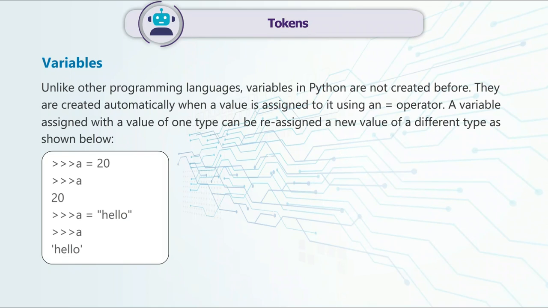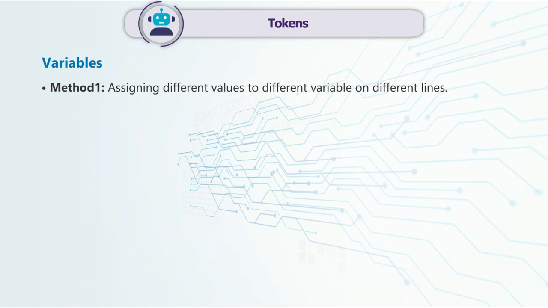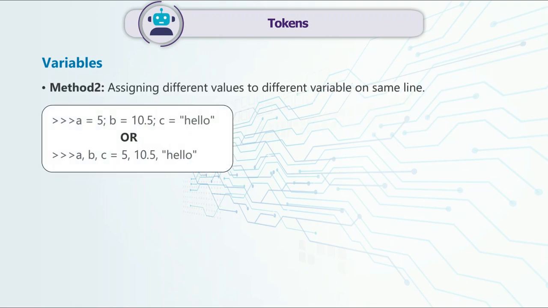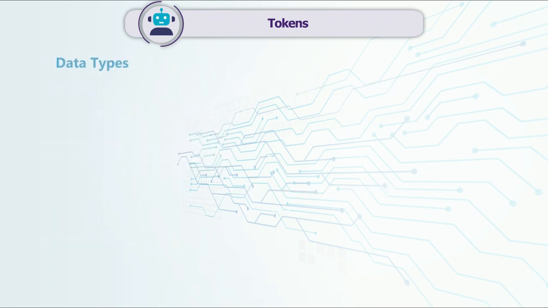A variable assigned with a value of one type can be reassigned a new value of a different type as shown below. There are different ways of assigning values to variables in Python. Method 1: assigning different values to different variables on different lines. Method 2: assigning different values to different variables on the same line. Method 3: assigning the same value to different variables on the same line.